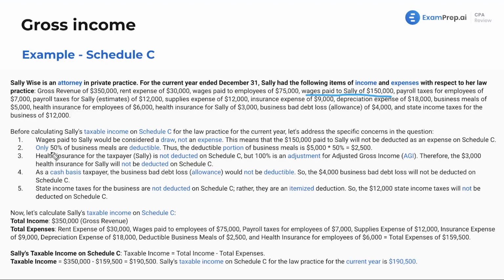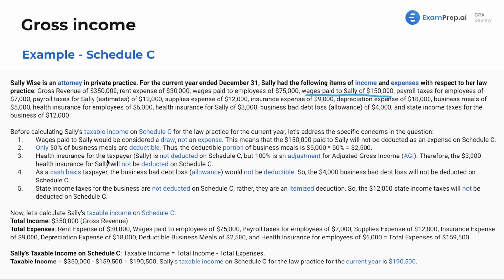Only 50% of business meals are deductible. That's a pretty straight up rule unless it says otherwise, unless it says that the meals were going to be used for overall just business purposes, unless it specifies 100%. So the deductible portion is only going to be $2,500.